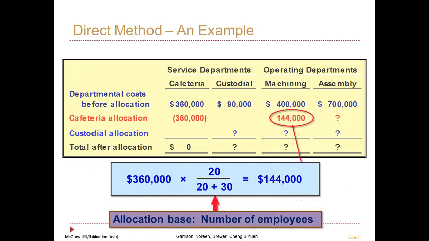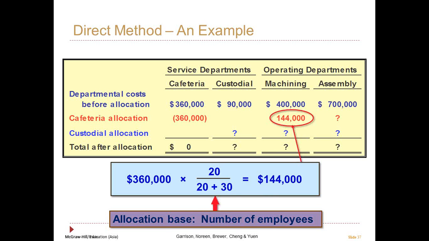Using the direct method of cost allocation, it doesn't matter which service department we allocate first. We will start with cafeteria. The total number of employees in the allocation base is 50: 20 for machining, plus 30 for assembly. Recall that we ignore the number of employees in custodial, as it is a service department, and using the direct method we only allocate to operating departments. The allocation percentage is calculated by dividing the number of employees in an operating department by the total number of employees in the allocation base.